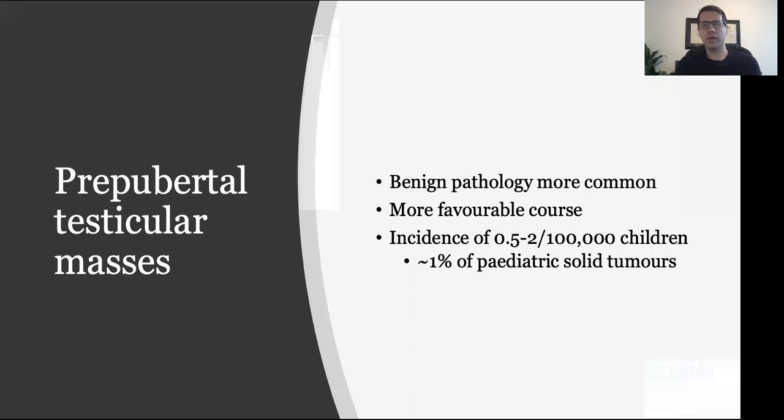So in this 2-year-old patient coming with a testicular mass, we know that a benign pathology is more common and that there is generally a more favorable course, which can help provide some reassurance. However, it's obviously important to be cognizant that a malignant tumor could be the cause. Overall, these tumors are quite rare. Testis tumors make up only about 1% of pediatric solid tumors, with an incidence of 0.5 to 2 per 100,000 children. So very uncommon tumors overall.